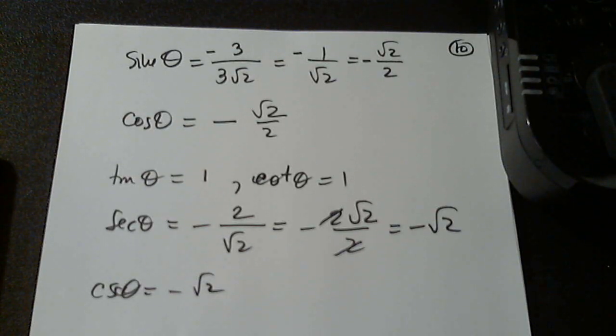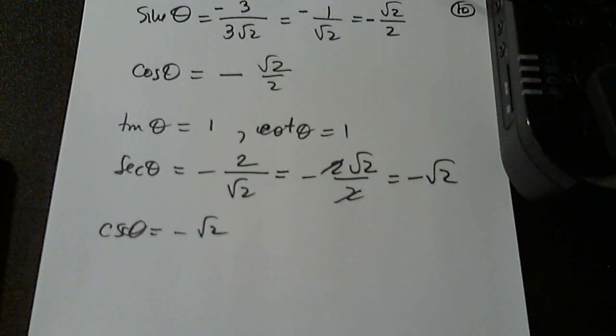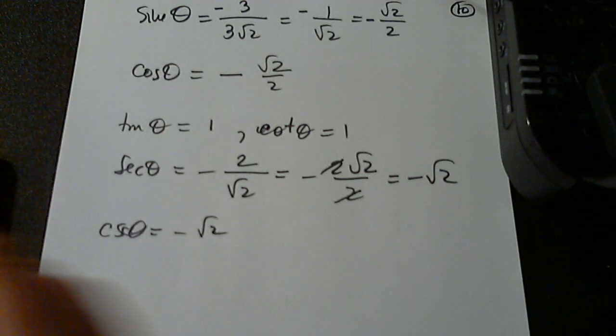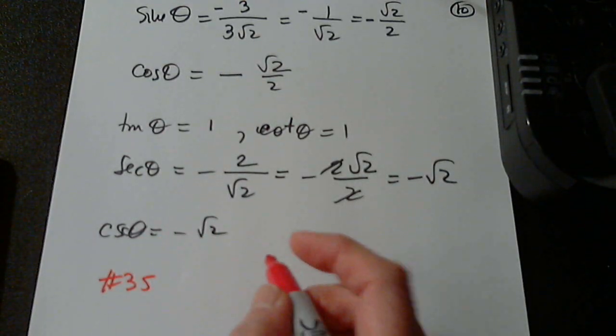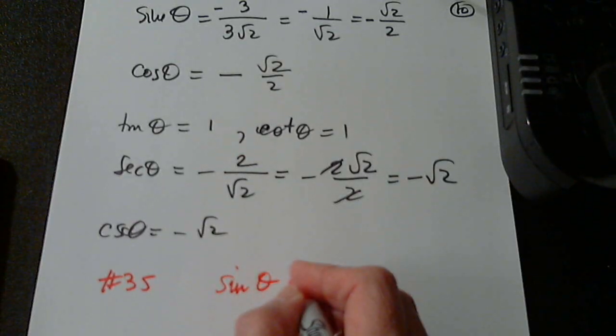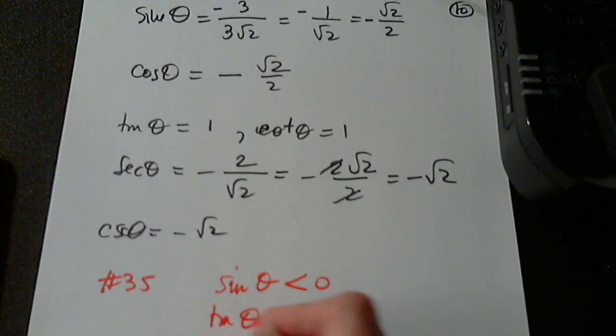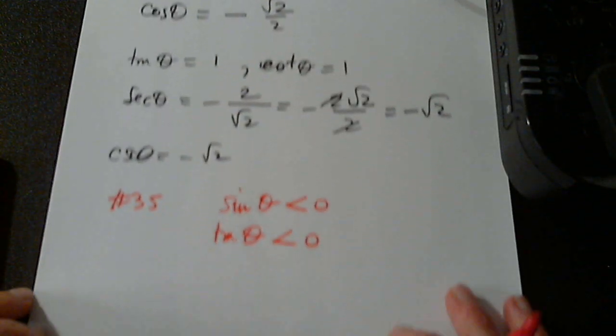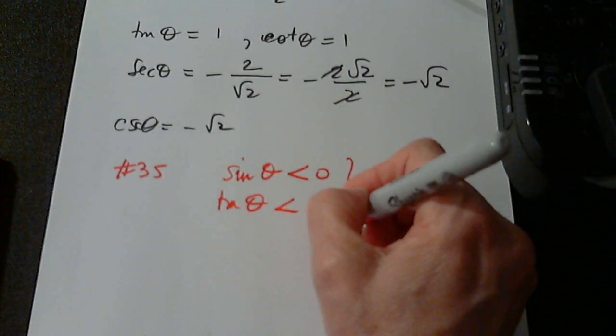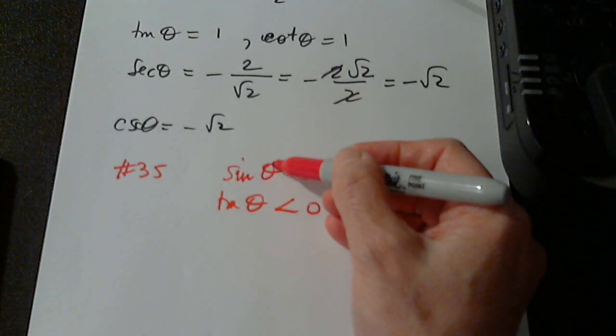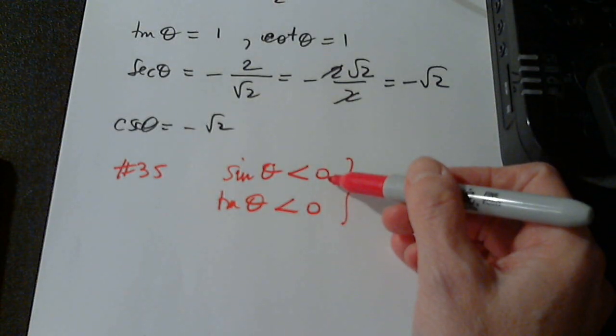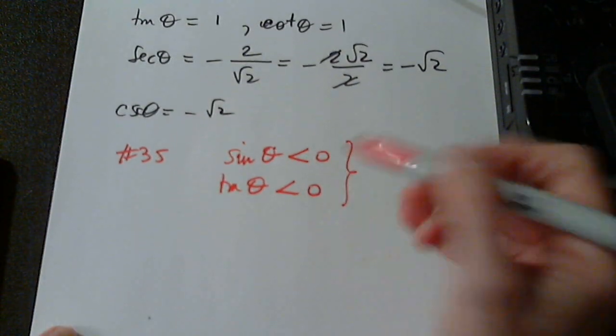Name the quadrant in which the angle theta lies. So I'll choose one, and please choose the second one afterwards. Okay, so let's say, I don't know, 35. They're telling us sine theta is negative, tangent theta is negative. So they're telling us that there exists an angle theta whose sine is negative and tangent is negative. Piece of cake.